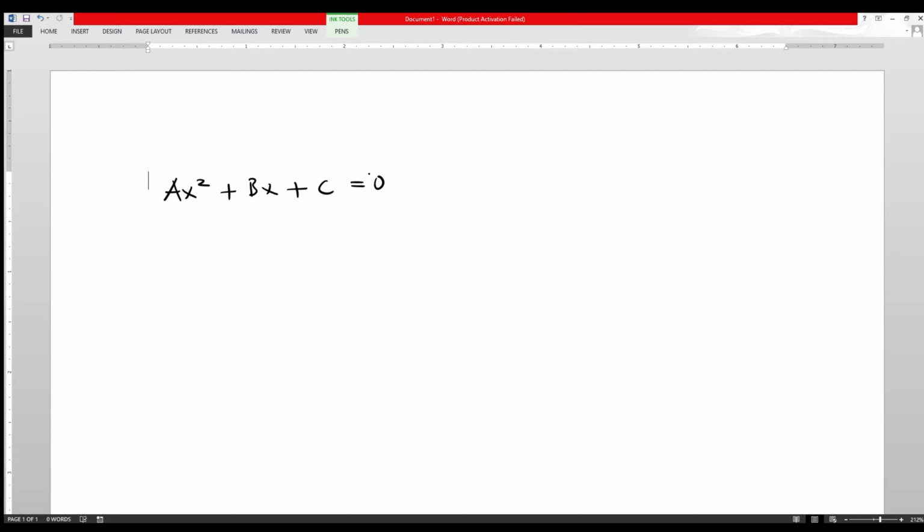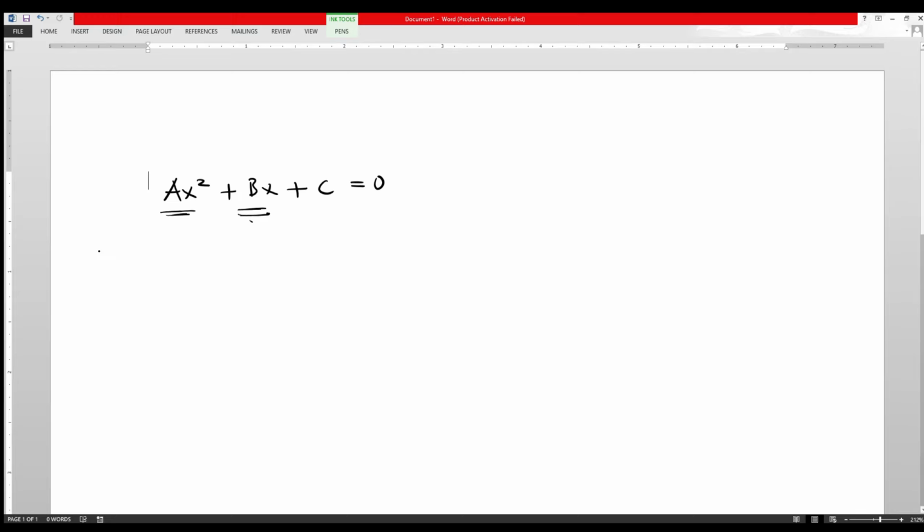This equation is a polynomial. Okay, a polynomial is the sum. So looking at this, ax squared and bx, these are two different terms. Ax squared is one term, bx is another term. So the combination or the sum of two or more different terms is a polynomial.